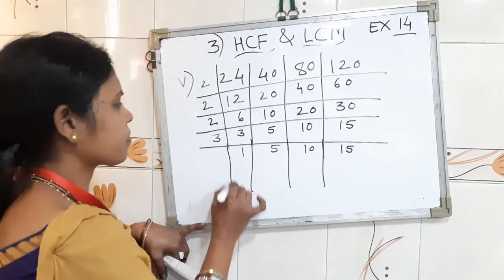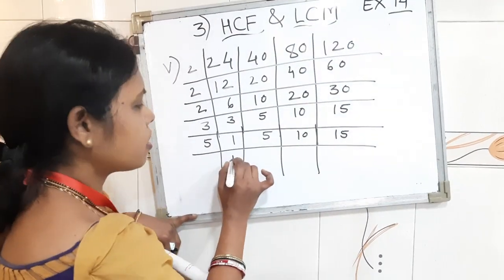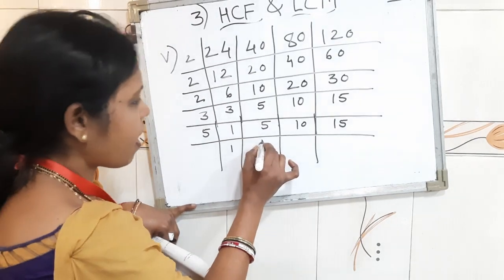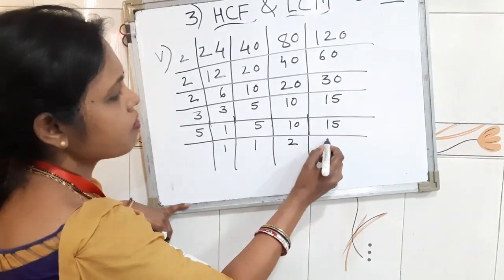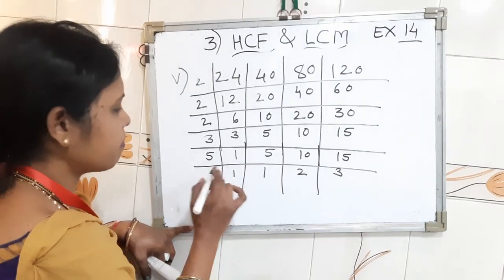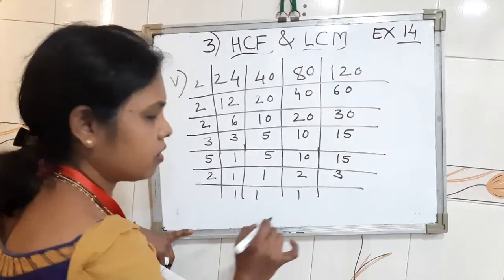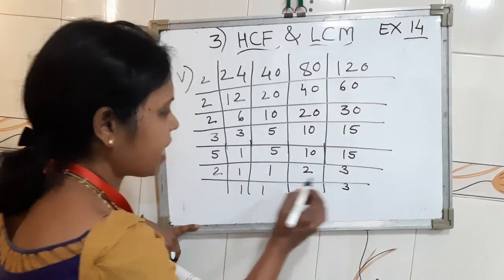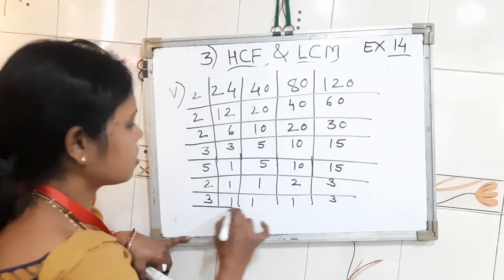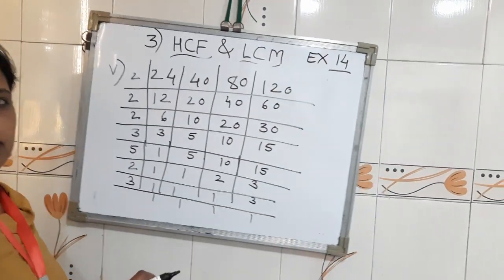So children, now you will take 5. Here 1 remains as it is. 5 1s are 5, 5 2s are 10, 5 3s are 15. Next, 2 and 3 remain. By 2 we will get 1, 1, 1. Here 3 will remain as it is. Then finally take 3 and everywhere you will get 1, 1, 1.